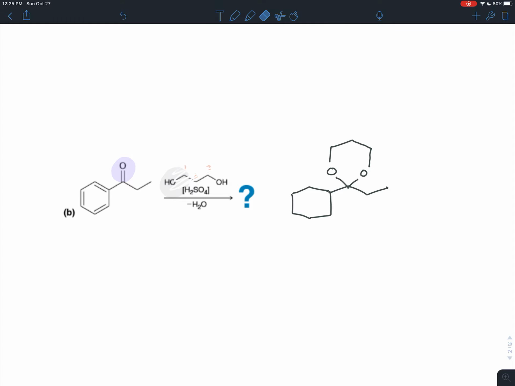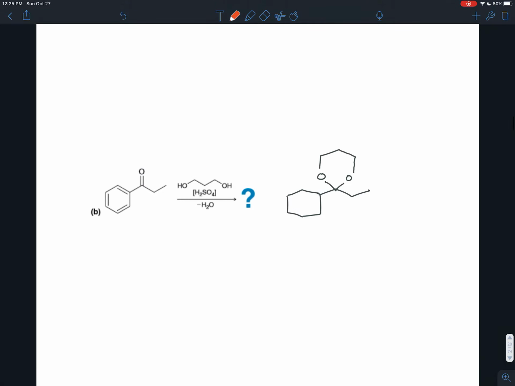So that is a synthesis. You can use that in synthesis. If you had to make that, you know how to make that. You just have to add a ketone and 2 equivalents of an alcohol with some catalytic acid, and you can get this done. This should have these benzene pi bonds in there.